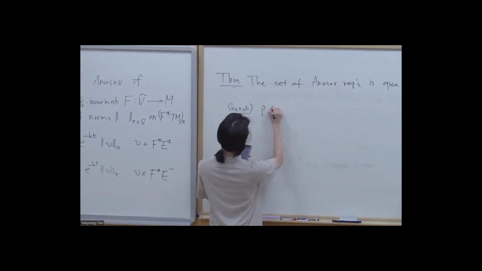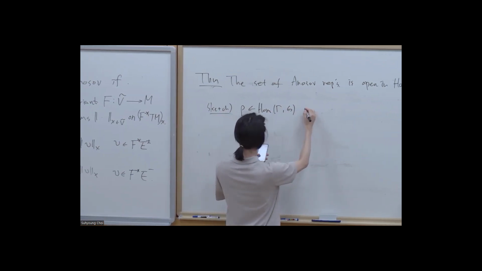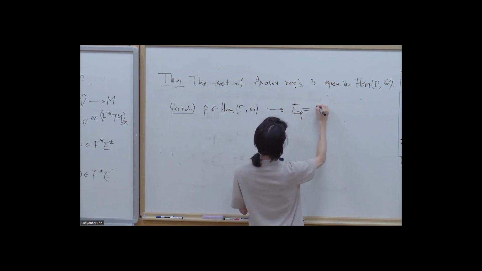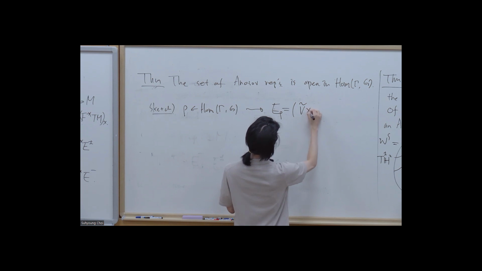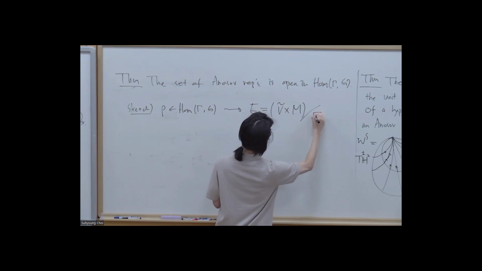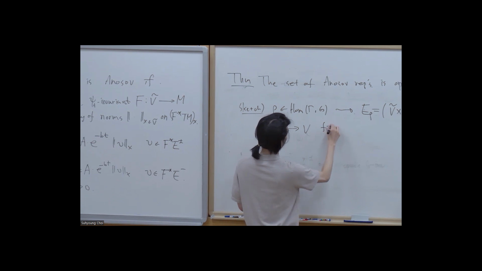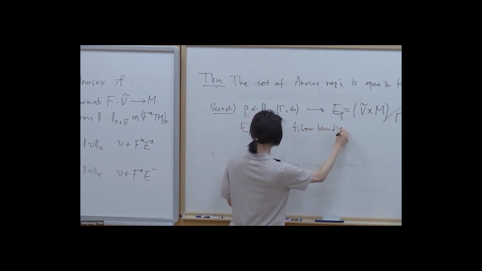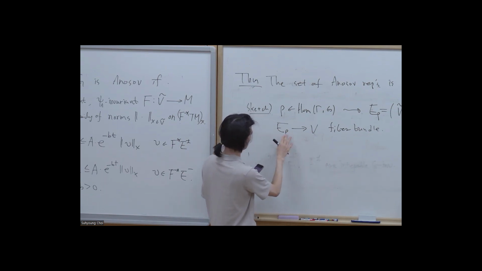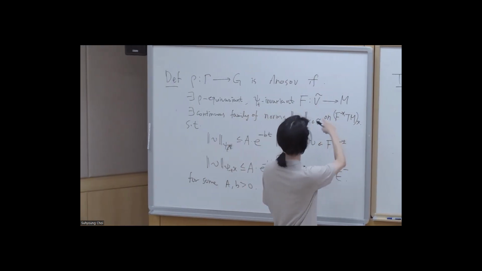So let's say we are given a representation rho. Then we can associate a fiber bundle, say E of rho. How do we make it? We take the product between the universal covering and our target manifold and take the quotient. And this will be a fiber bundle. In this setting, we have an extra structure that comes from this Anosov flow on a manifold V.